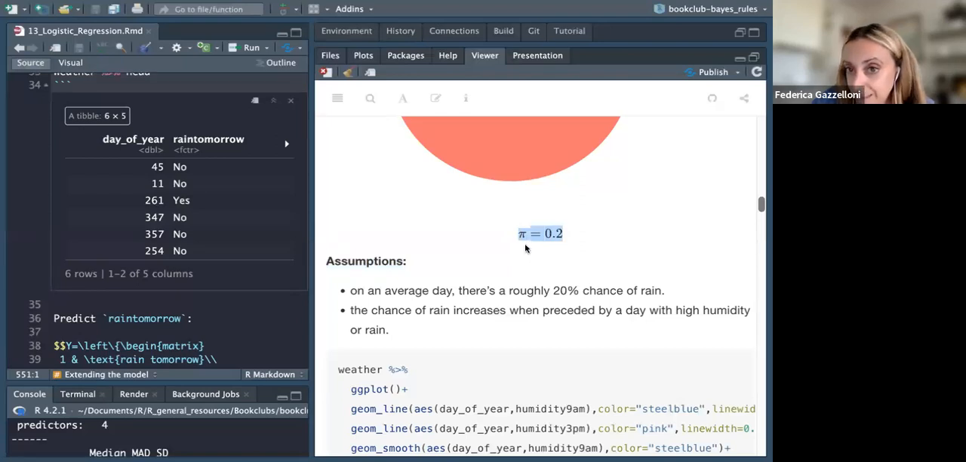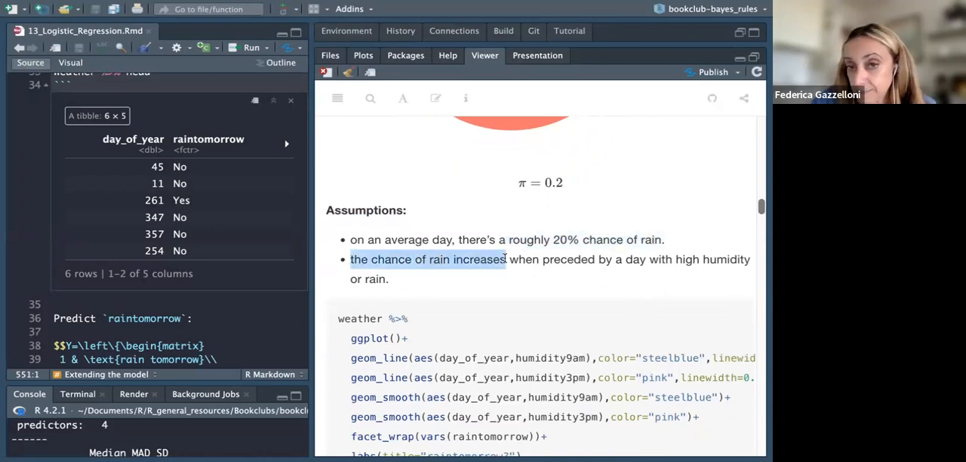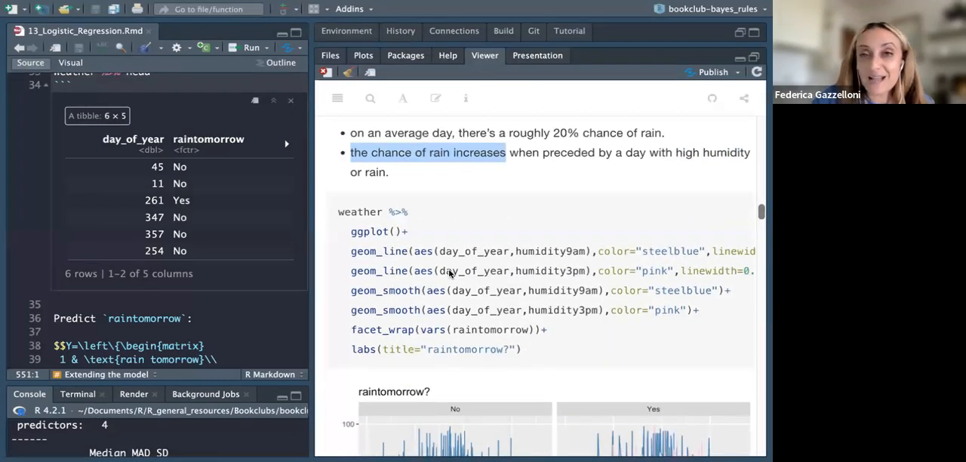The first assumption is that P, our probability that it rains tomorrow, is 20%. So there is roughly a 20% chance of rain. And then this chance would increase, this is the second assumption, when preceded by a day with high humidity. Based on our only predictor, the humidity at 9 a.m., if this is very high, that means that we had a rainy day on the previous day. So if today rains, the chance of rain tomorrow increases. Okay, so these are our assumptions.